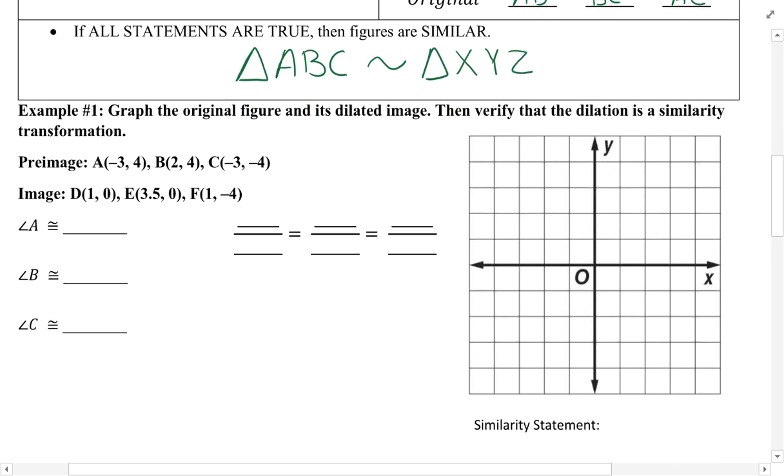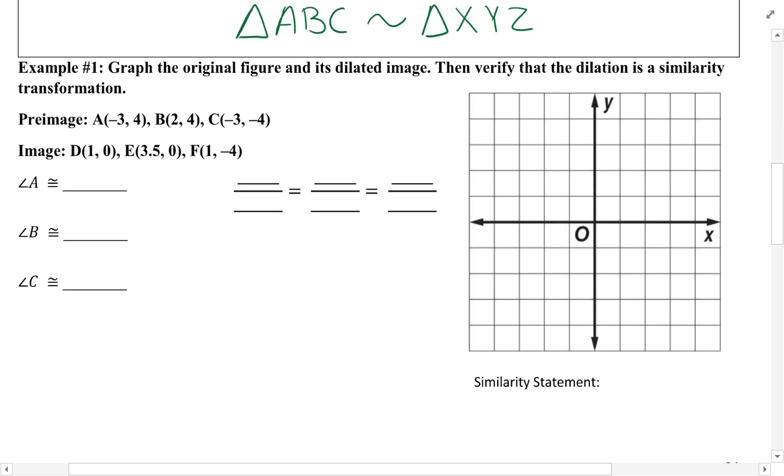So let's see what this looks like. We want to first graph our original figure and the dilated figure and then verify that the dilation is a similarity transformation. Right now I want you to pause the video and go ahead and graph these images. Graph the pre-image and graph the image. If it helps, do them in two different colors, and then we will start back up once you have those graphed.